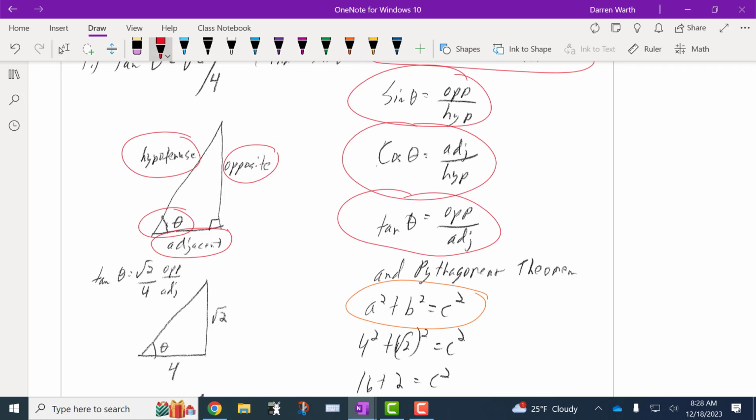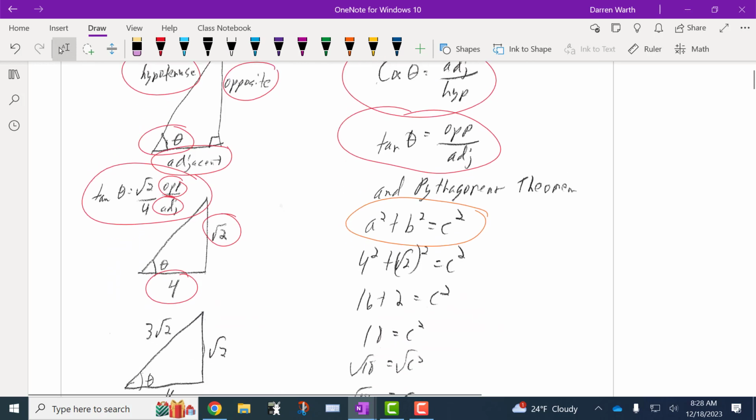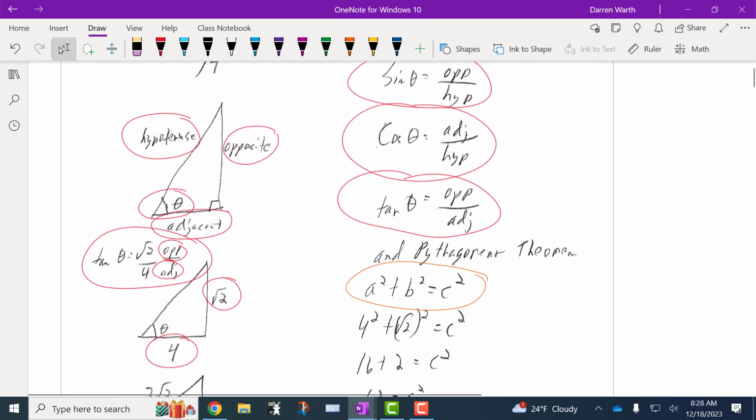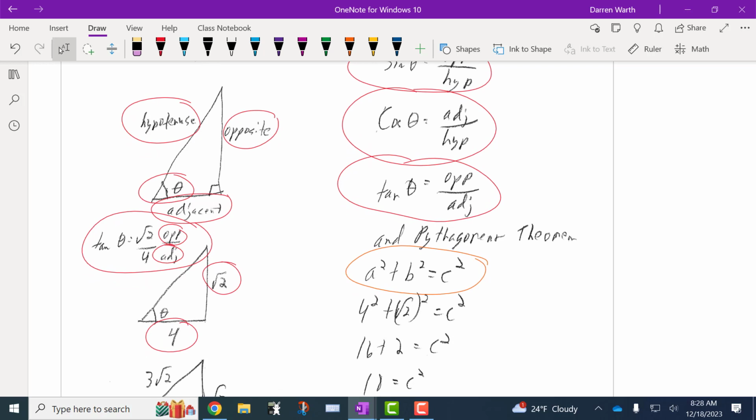Looking at your right triangle, it says that the tangent of theta is equal to the square root of 2 all over 4. Remember, tangent is opposite all over adjacent. So I'm going to put the square root of 2 on the opposite side, and 4 on the adjacent side. Once I've got that done, I can use my Pythagorean theorem to find my hypotenuse, because sine is what I'm looking for, and sine is opposite all over hypotenuse.